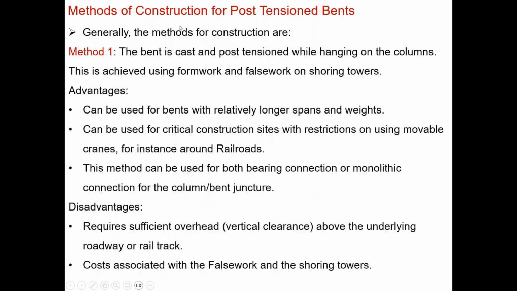I would say for the methods of construction of those post-tension straddle bents, generally there are two methods, or that's what's commonly used here for those bents. Either the bent is cast and post-tensioned while hanging on the columns, which means that you need to have falsework to support the formwork of the bent. And this falsework is usually a steel structure that's supported on shoring towers. And you have your formwork built on top of it and cast your bent. So that's what we call casting it while hanging on the columns.